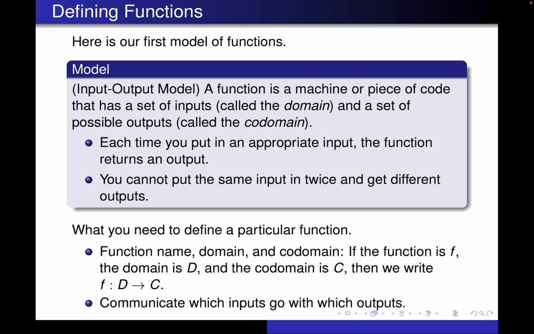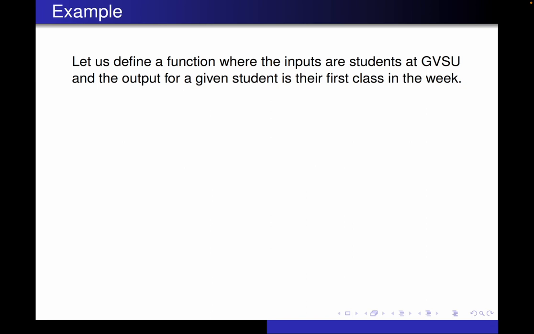And then after you indicate those things, that's kind of the setup, you need to communicate which inputs go with which outputs so you know what the function actually does. So let's give an example. We're going to define a function where the inputs are students at GVSU, and the output for a given student is their first class in the week. So if you give me a student as an input, the output is going to be whatever the first class in a given week is for that student.